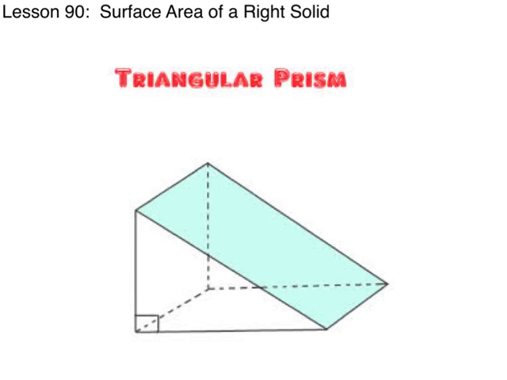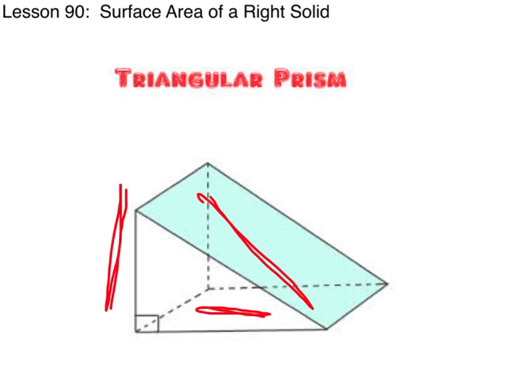So here we are at Lesson 90, and this is on the surface area of a right solid. Now what I've done is given you a visual for a triangular prism. This is what a triangular prism looks like. But to find the surface area, we have to find the area of each of those surfaces. So we have the bottom, the front, the back, and then two sides that will be identical. So we may have to cut this figure up a little bit.